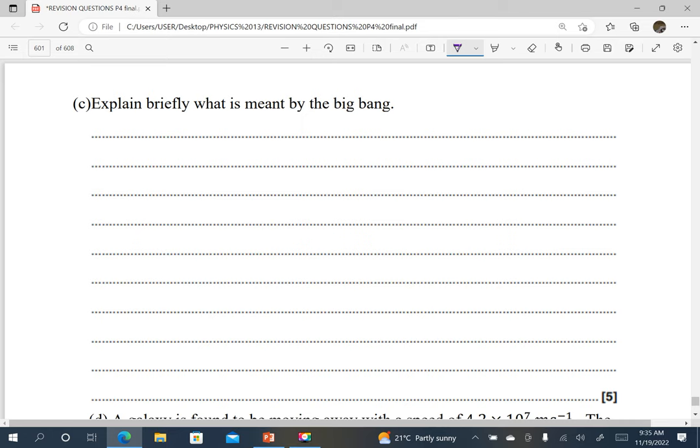So what do we mean by the Big Bang? Briefly, the Big Bang is just an idea which tells us about the origin of the universe, in contrast with the creationist theory, which tells us that in the beginning, God created the universe, or God created everything. So the Big Bang gives another idea of how the universe started. This is just an idea. You can agree with it or disagree with it.